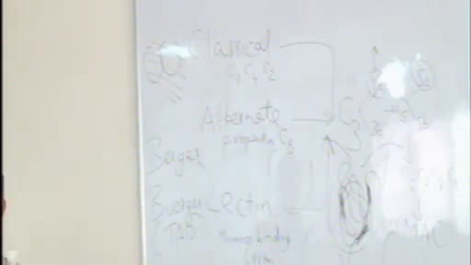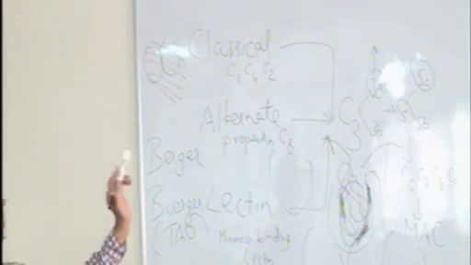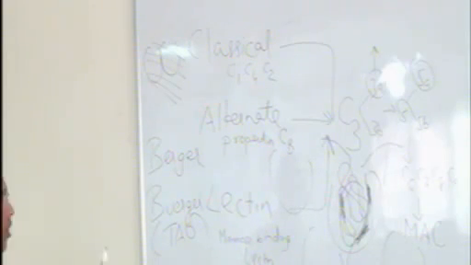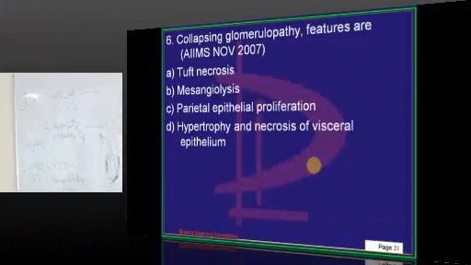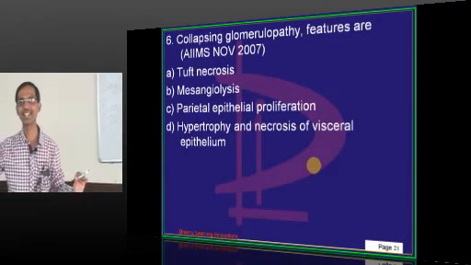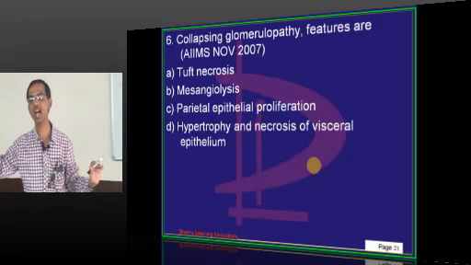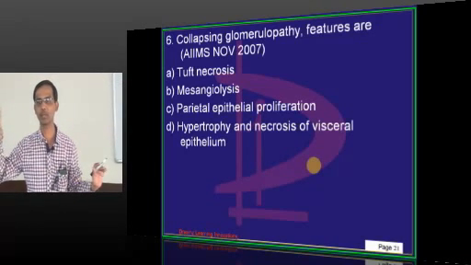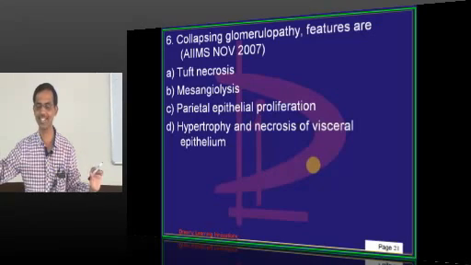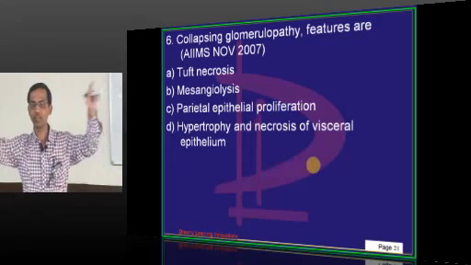So put all of that together, what are the findings here? Tuft necrosis? No, the tuft doesn't undergo necrosis. It undergoes only collapse because of fibrosis. Mesangiolysis? Mesangium is not at all involved. Parietal epithelial proliferation? Parietal epithelial cells are not at all involved. They are involved only in crescentic glomerulonephritis, that is RPGN, rapidly progressive glomerulonephritis, which is also called crescentic. There the parietal epithelium will get involved.